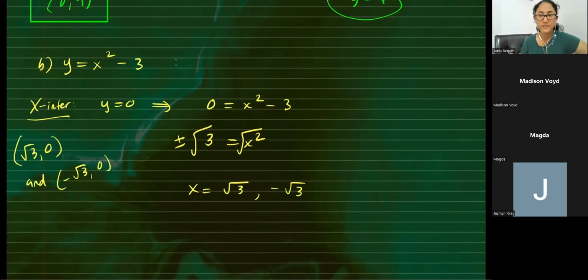And then do a similar thing for the y-intercept. You set x to 0, and you will get y equals -3. So there's only one y-intercept, and two x-intercepts.